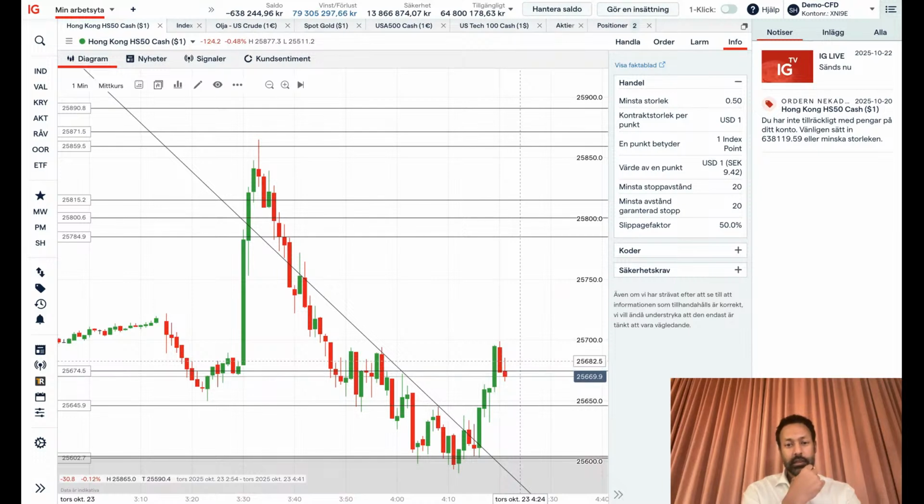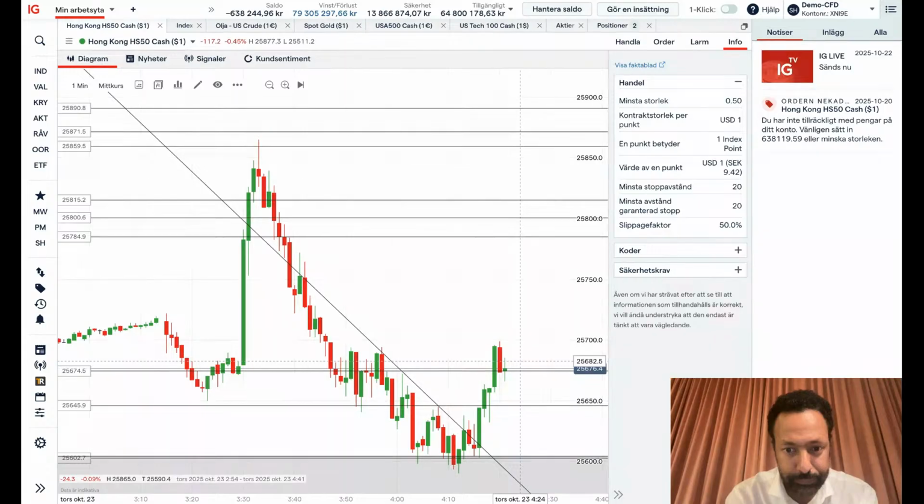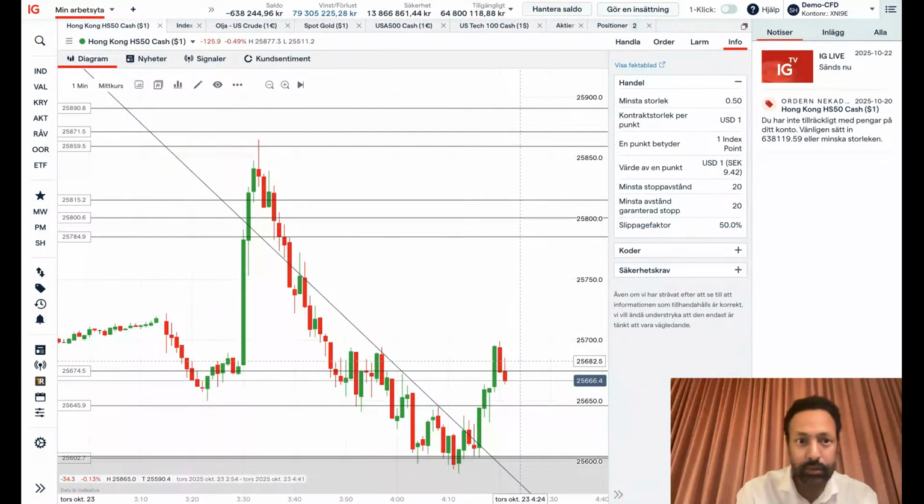Let's see. Let's try a short from 47. See if we continue down. Give it a few minutes. Yeah, limit the risk out at 45, 46. Push that forward. Yeah. Short from 49. Terrible timing.